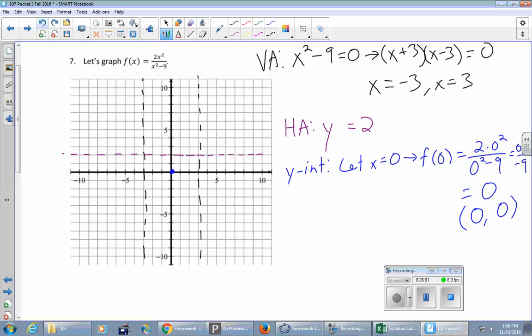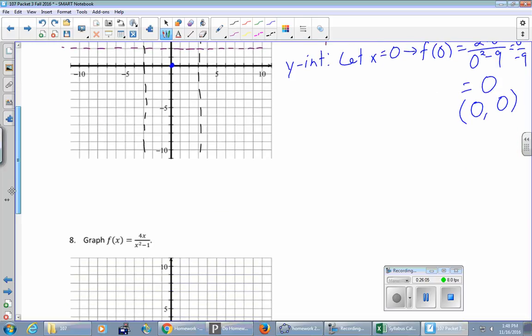Okay, we did the y-intercept. Let's find the x-intercepts. Let what equal what? y equals 0. Which means we're writing an equation going back to that original thing. So instead of f of x, what are we putting? 0. So 0 equals 2x squared over x squared minus 9.